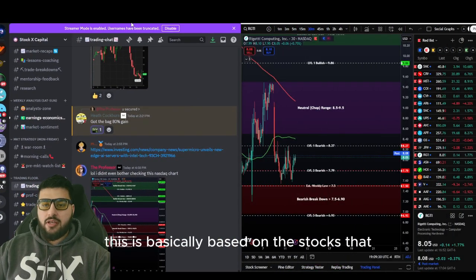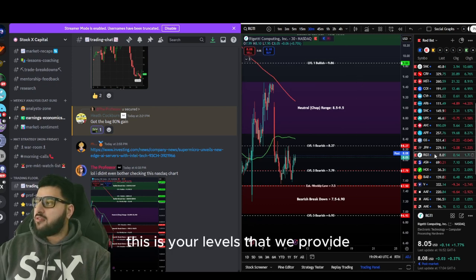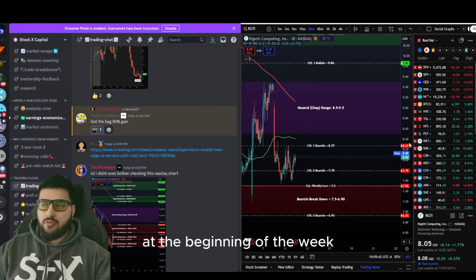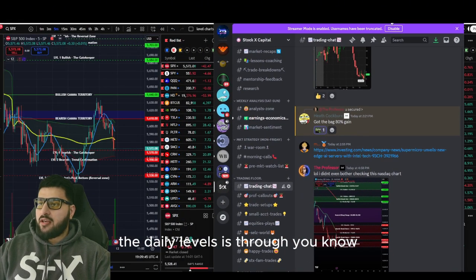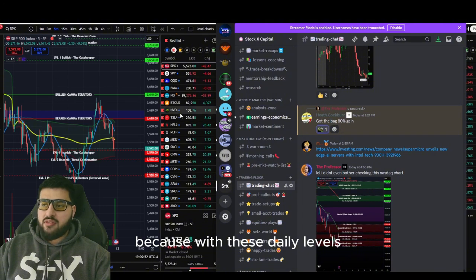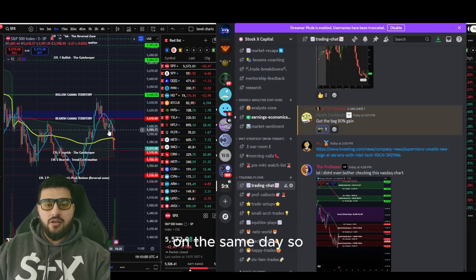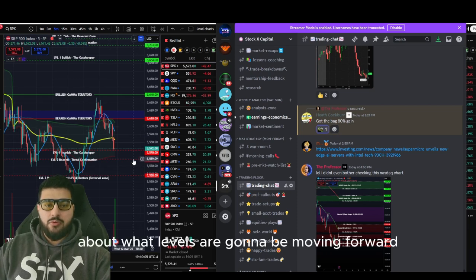This is basically based on the stocks that have the weekly expiration, so Tesla, Nvidia, and all those other stocks. These are their levels that we provide at the beginning of the week. The daily levels are different every day, and it's very important to have them, because they are purely based off of the expiration of SPX on the same day. So you definitely get an idea about what levels are going to be in play moving forward.